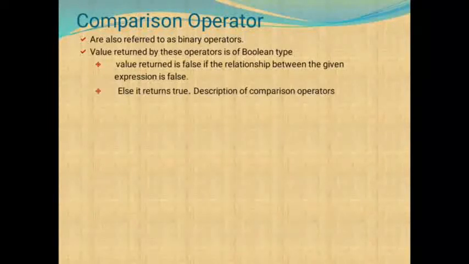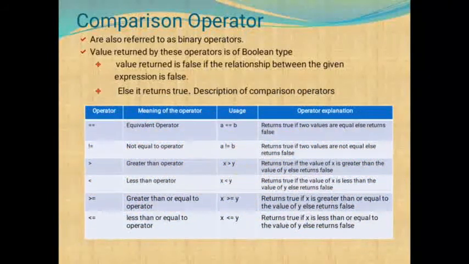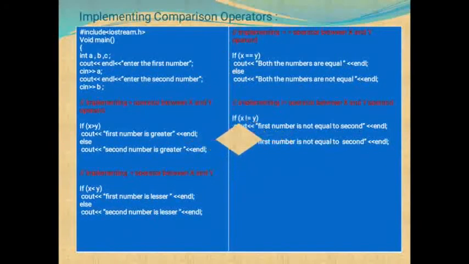So the table is shown below, the description of comparison operators. So: equal to operator, not equal to operator, greater than operator, less than operator, greater than or equal to operator, and less than or equal to operator. And it gives the operator explanation also in this table very clearly. Now implementing these operators. So we have taken the program. Let me explain in brief what happens.